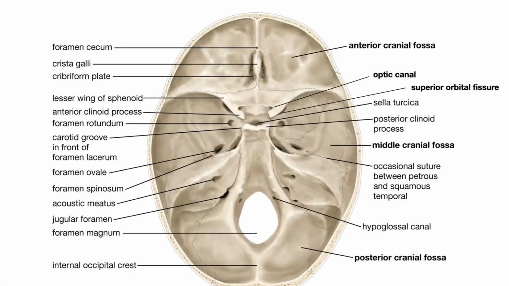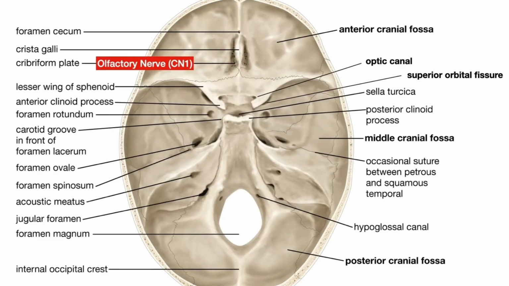This is the image of the cranial fossa with multiple small canals and small fissures from where these 12 cranial nerves arise. So let's look at every single nerve one by one. Here on this image you can appreciate the olfactory nerve, cranial number 1, arising from the cribriform plate. This area has been shown to you, particularly for the olfactory nerve.